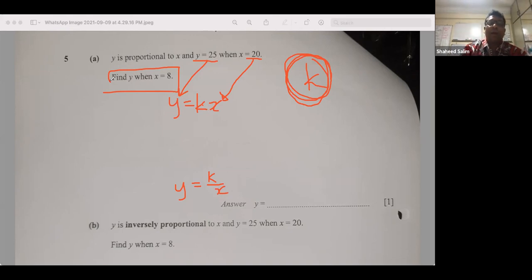So what's your answer for Y for this one? Y equals 10. Yeah, correct. Inchi, correct. Inchi, what's your K? Is it 4/5? Ma, I got 1.25.